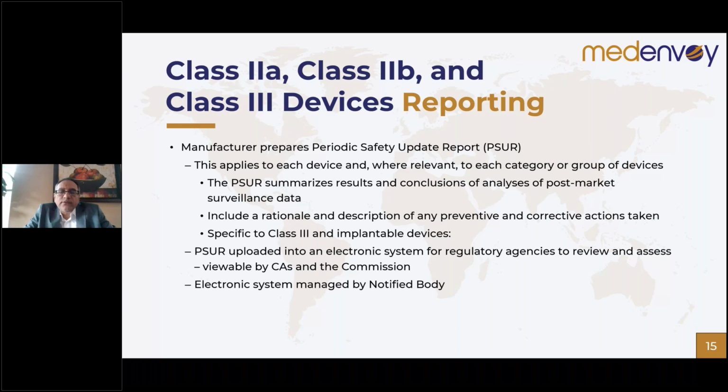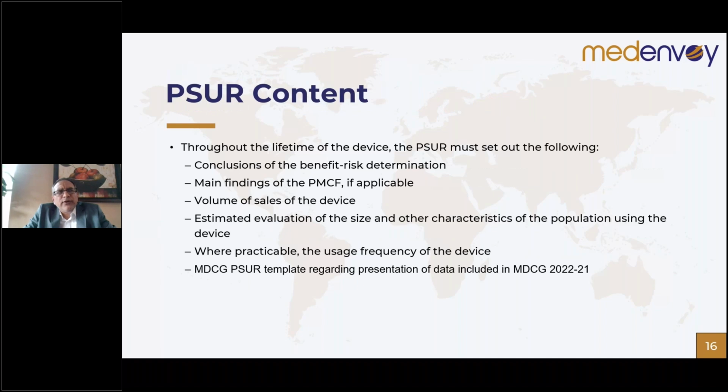So the content of the PSUR, fundamentally, philosophically, what we are trying to demonstrate is the context in which the product is being used in the market. What is the risk profile of the device? Who is your target user? What is the profile of that? How many are you selling? How many issues are you seeing? So we are creating a context of how safe or how risky that device is.